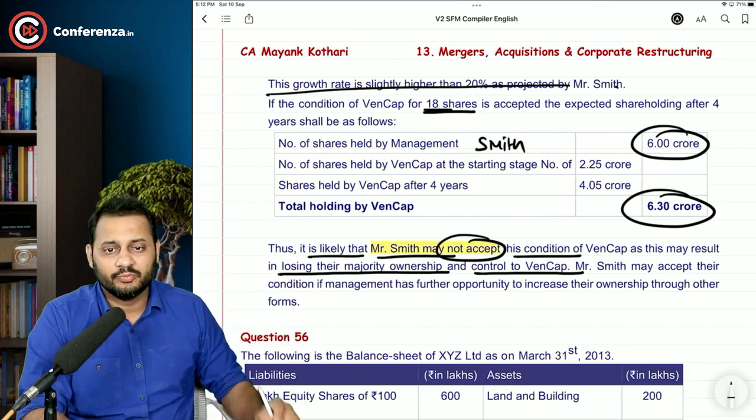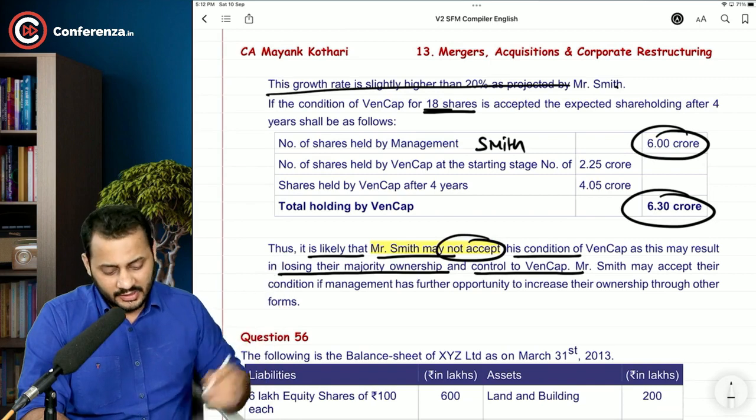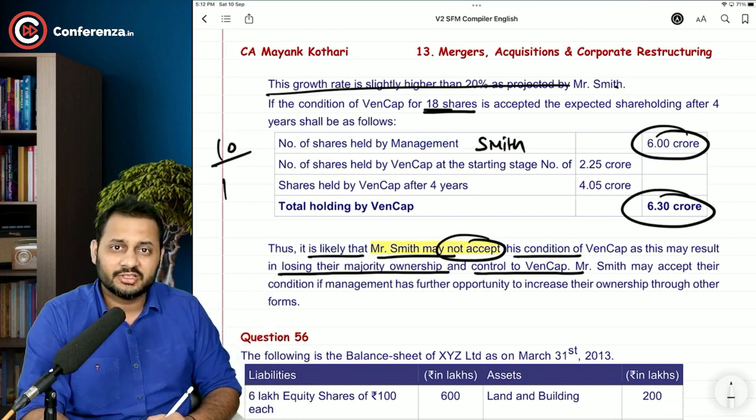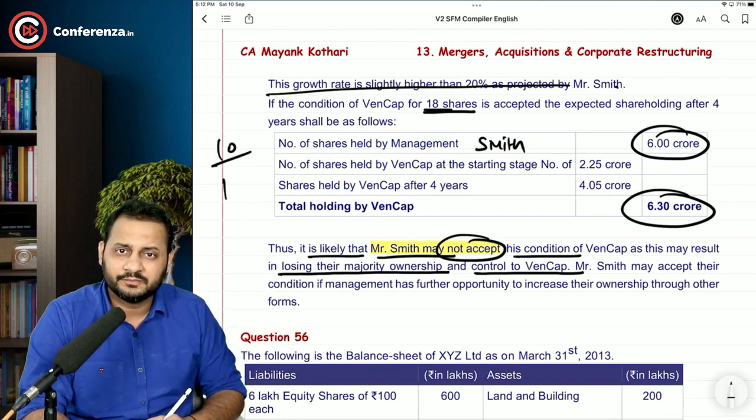So Mr. Smith will have no control or any decision in the company. That's a bad thing. So Mr. Smith will not accept this. Yeah, 10 shares for one debenture is still okay for Mr. Smith. That's okay with him.